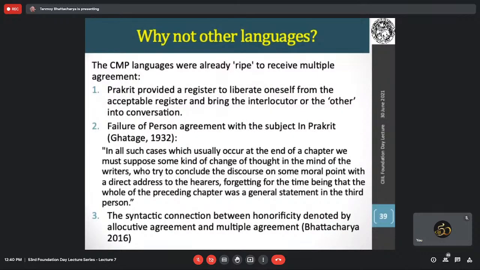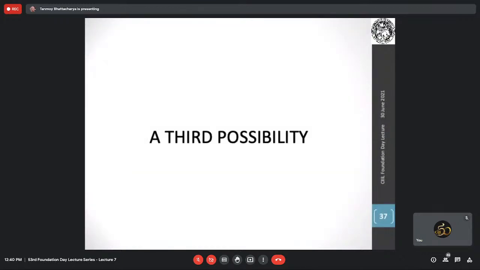Now, the question arises with regard to my thesis, why not other Indo-Aryan languages? I'm finishing the presentation. So if I'm running out of time, please give me 3-4 minutes. Why not other Indo-Aryan languages? Well, some of you would already guess that it's not other Indo-Aryan. I don't want you to read all the text yet.